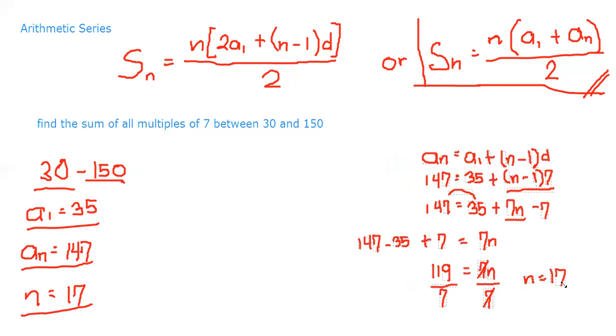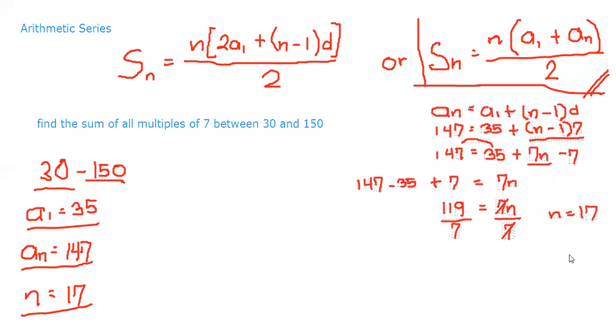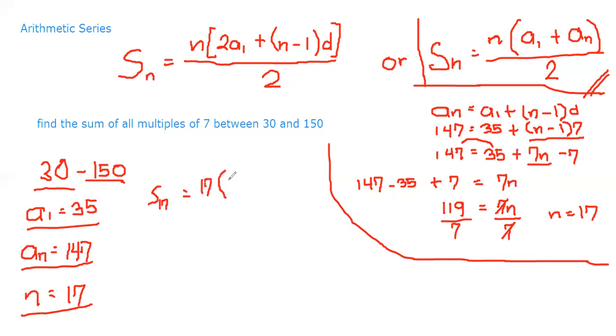So, paliitin ko lang to. Then, computein natin siya. So, we have S sub 17, kasi lahat sila 17 terms, di ba? S sub 17 is equals to 17, yung n natin, that is our 17, times, what is a sub 1? 35. Plus, ang a sub n natin, this is the last term, 147.